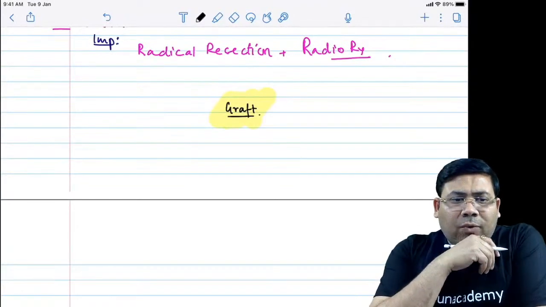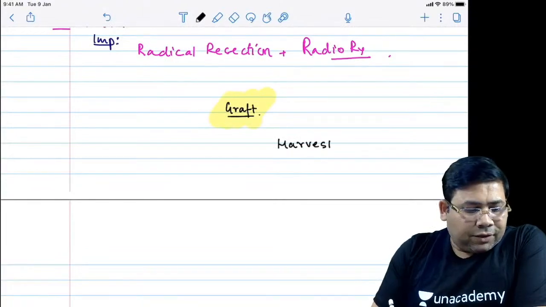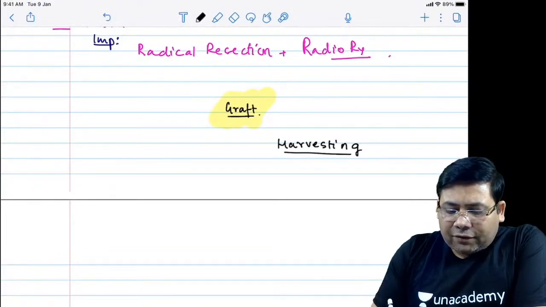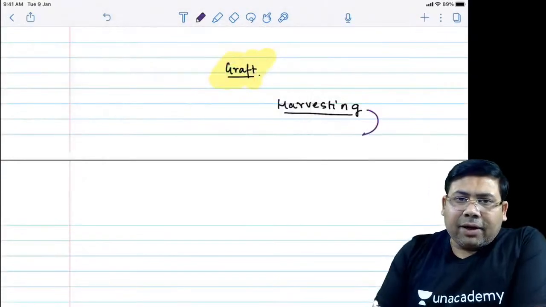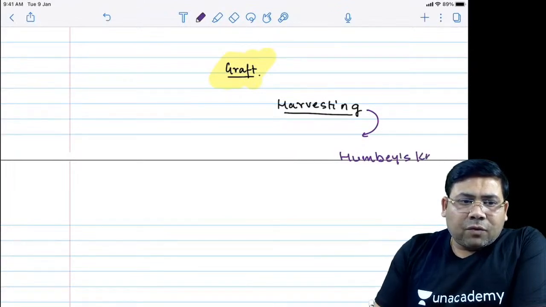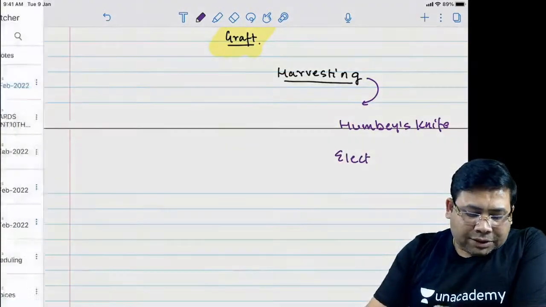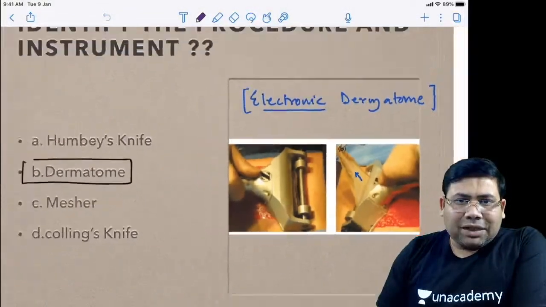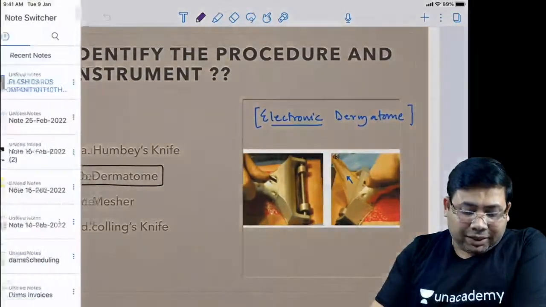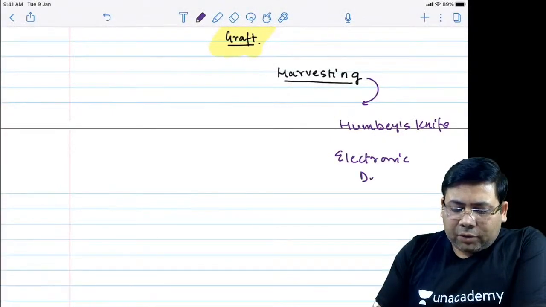Okay, so when we talk about graft harvest, harvesting of graft is a special technique, and this is done either by Humby's knife, or by what? Electronic dermatome. David, this is an electronic dermatome. The instrument that you are seeing is an electronic dermatome. This is not a Humby's knife. I'll come back to this electronic dermatome again.